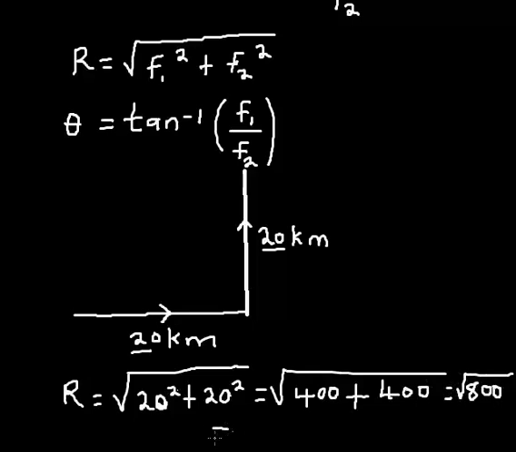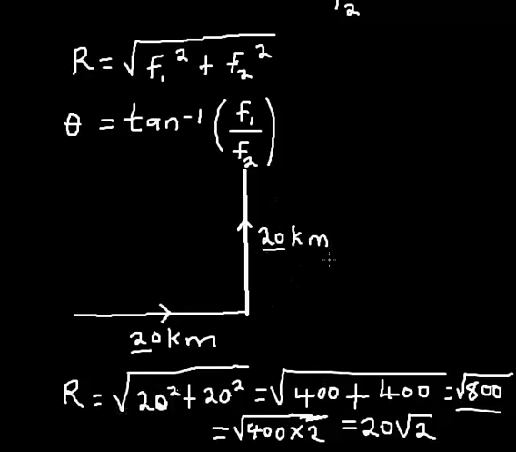If you evaluate the square root of 800, you can do it in a short form. 800 is 400 times 2, right? 400 is a perfect square, then times 2. So I can find the square root of 400, which is 20. Then I can leave the square root of 2 in a short form, or you can use a calculator to get your answer in decimal form. So this is the resultant in magnitude.